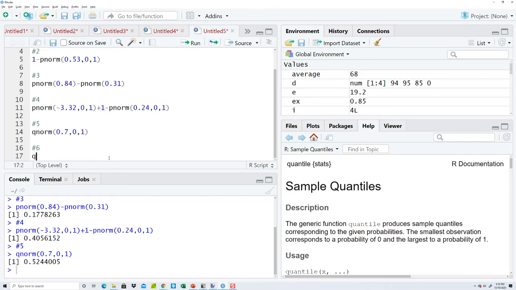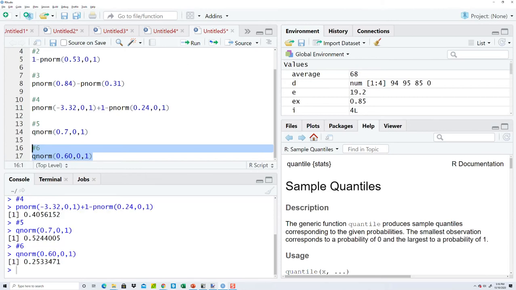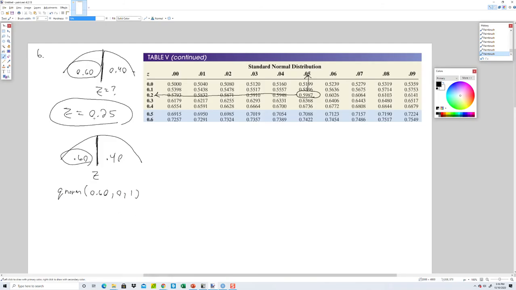Okay, so number 6, qnorm, 60%, 0, 1. And you don't need to put zeros there in case you're wondering. You could just put 0.6. And that gives us 0.25 to 2 decimal places, which matches that.